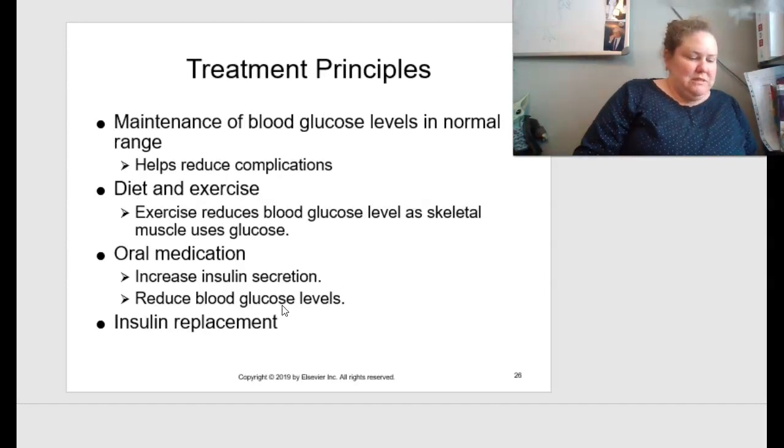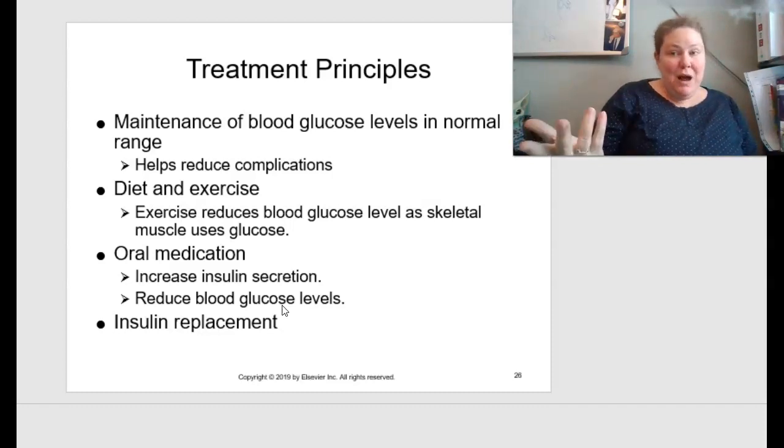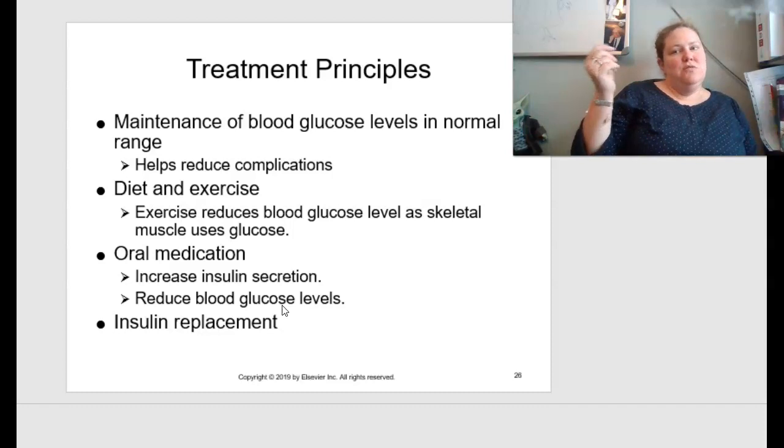So your treatment principles, okay? This would be where you're going to be trying to maintain the blood glucose levels within that normal range, because if it's outside of that normal range, then we can cause a lot of problems, right? By maintaining it and monitoring it, it's going to help reduce any complications that may occur. Also through diet and exercise. Exercise is going to reduce the blood glucose levels because the skeletal muscles that are storing glucose in the form of glycogen are going to end up using it to contract.